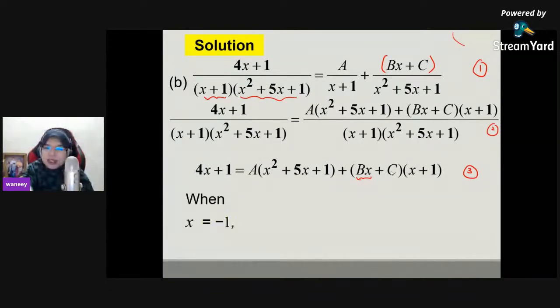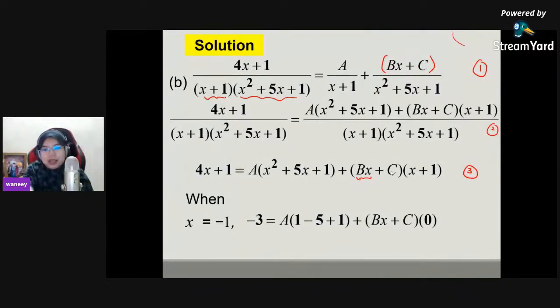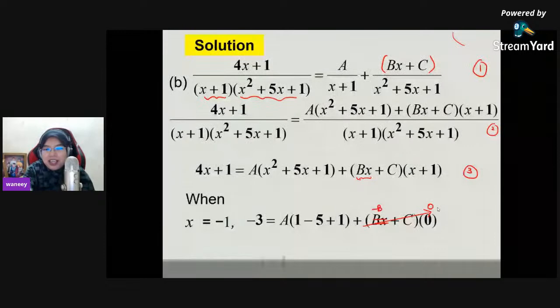Okay, so when x is equal to -1, what we have is -3 equal to A(1 - 5 + 1) + (bx + c) times 0. So this one is actually not bx, this one should be (-b + c) times 0. And of course, this one is automatically 0 because we simply multiply with 0. So the value of A is simply equal to 1.